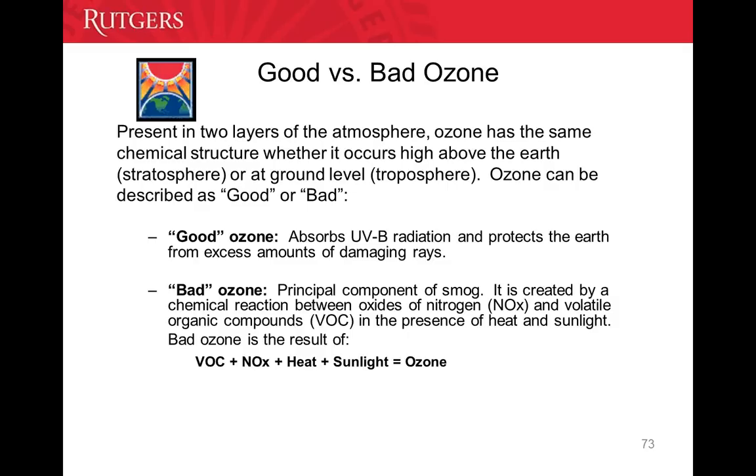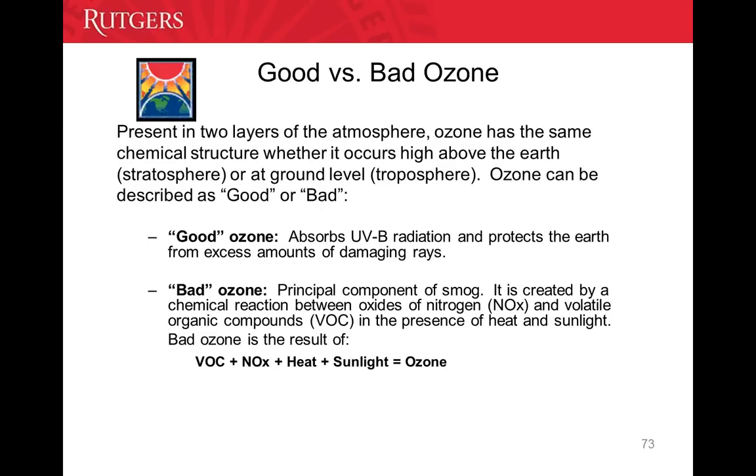The good ozone, remember, is the one up high above us in the stratosphere that blocks out the UVB radiation and keeps us safe from these damaging rays. The bad ozone is that ozone that's right down here in our breathing zone that's created from the chemical reaction of the NOx with the VOCs, the volatile organic compounds, in the presence of heat and sunlight. So bad ozone is VOC plus NOx plus heat plus sunlight. That equals the bad ozone.